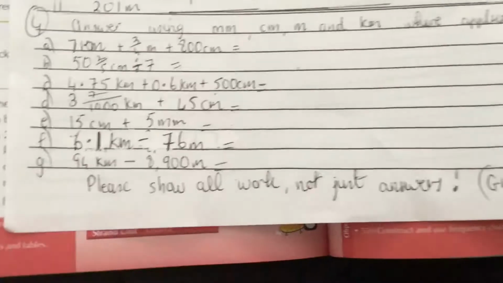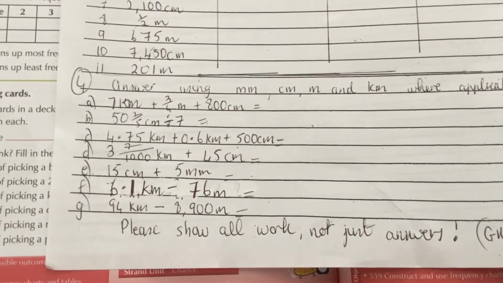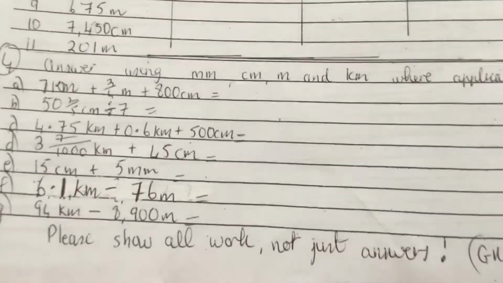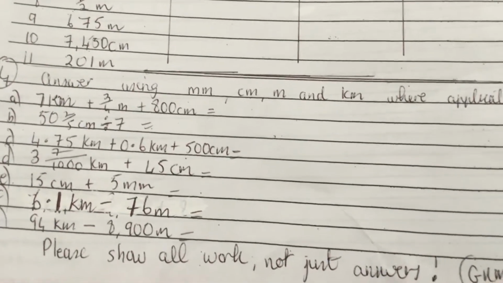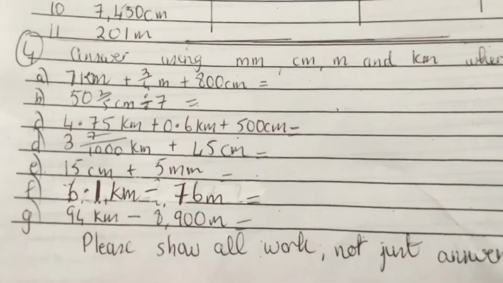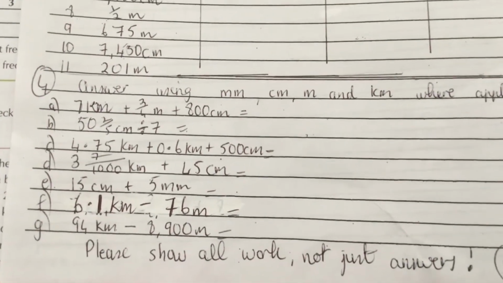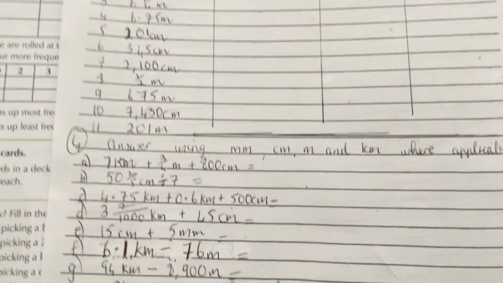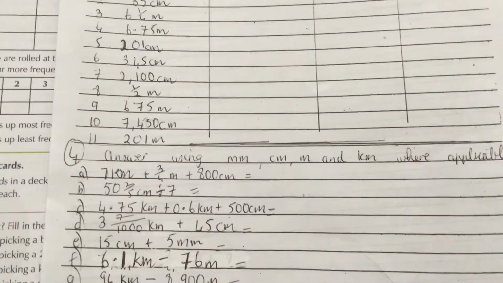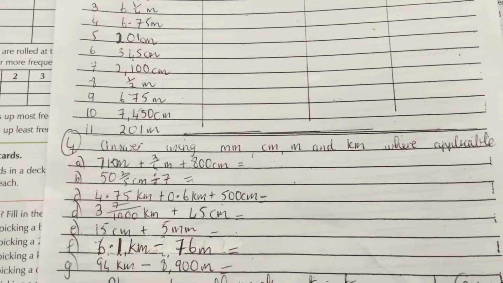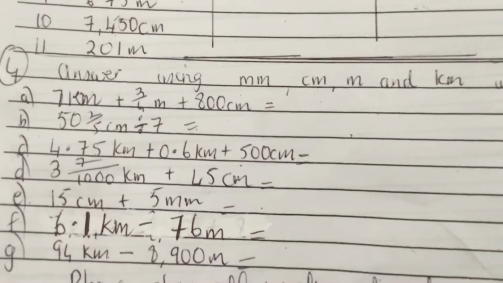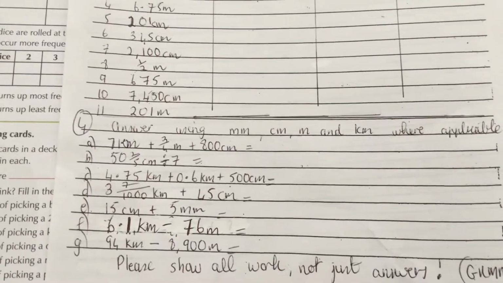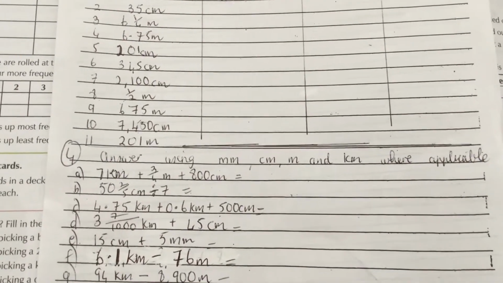Now, this is where it just gets a little trickier, but this is where you have to show how you really understand the whole idea of kilometers, meters, centimeters. You have to use millimeters, centimeters, meters, and kilometers where applicable. You must add 7 kilometers plus 3/4 of a meter plus 800 centimeters. So guys, I'm going to give you a clue in the first one. 7 kilometers, I'm going to bring all of that to meters.